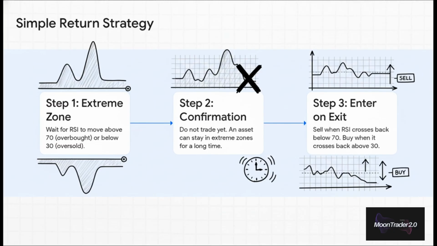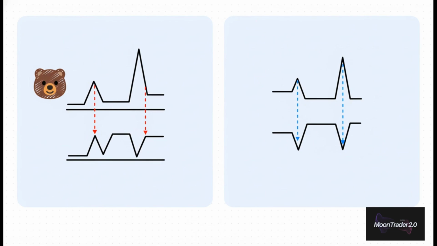This is so important. A lot of people see the RSI go above 70 and they immediately sell. Big mistake. A strong trend can stay overbought for a long time. The real signal, the confirmation you're waiting for, is when the RSI leaves that zone. So you wait for it to cross back below 70 to short or back above 30 to go long. That's your trigger.